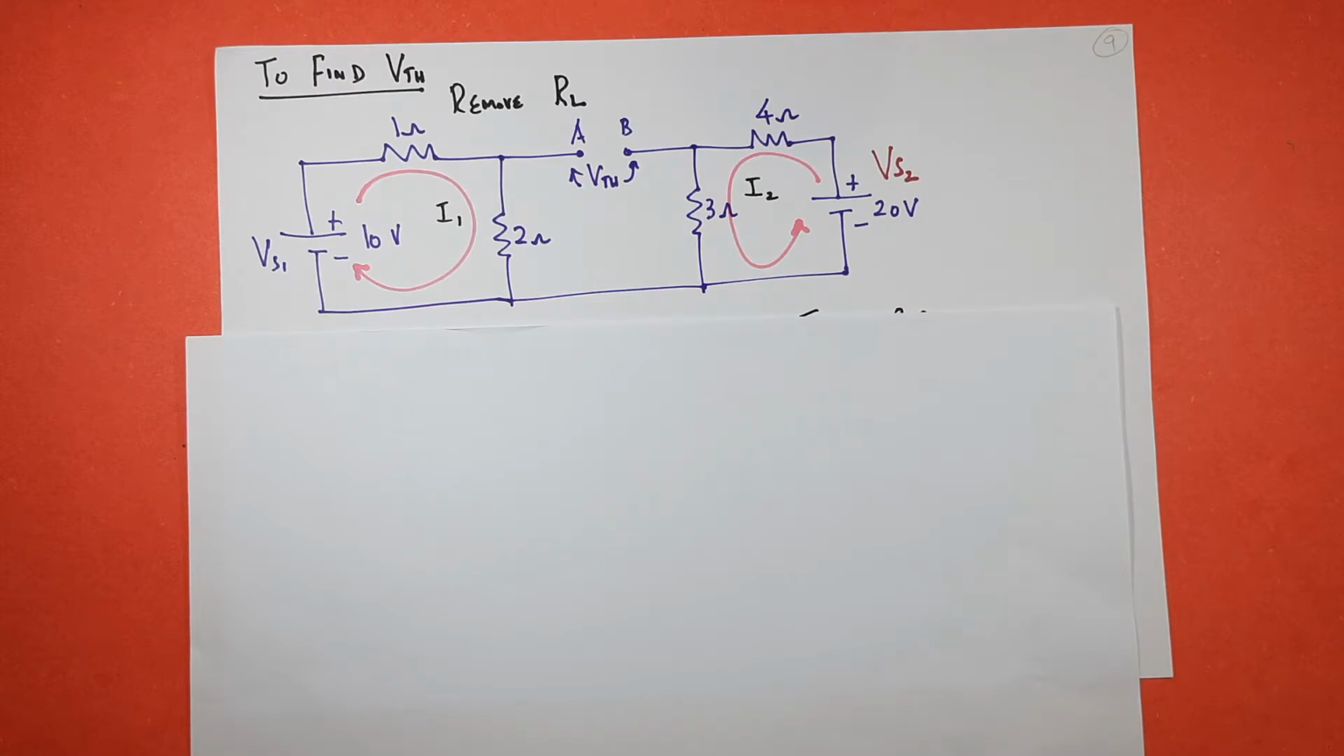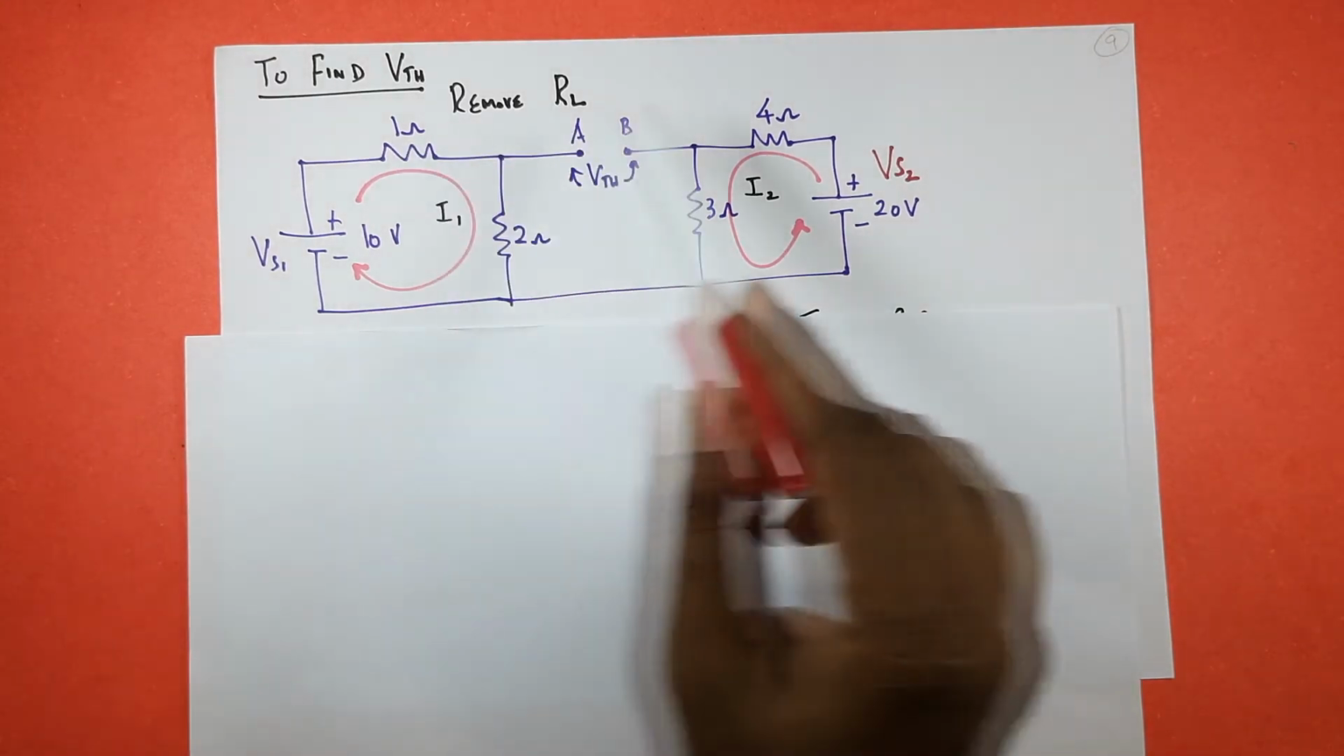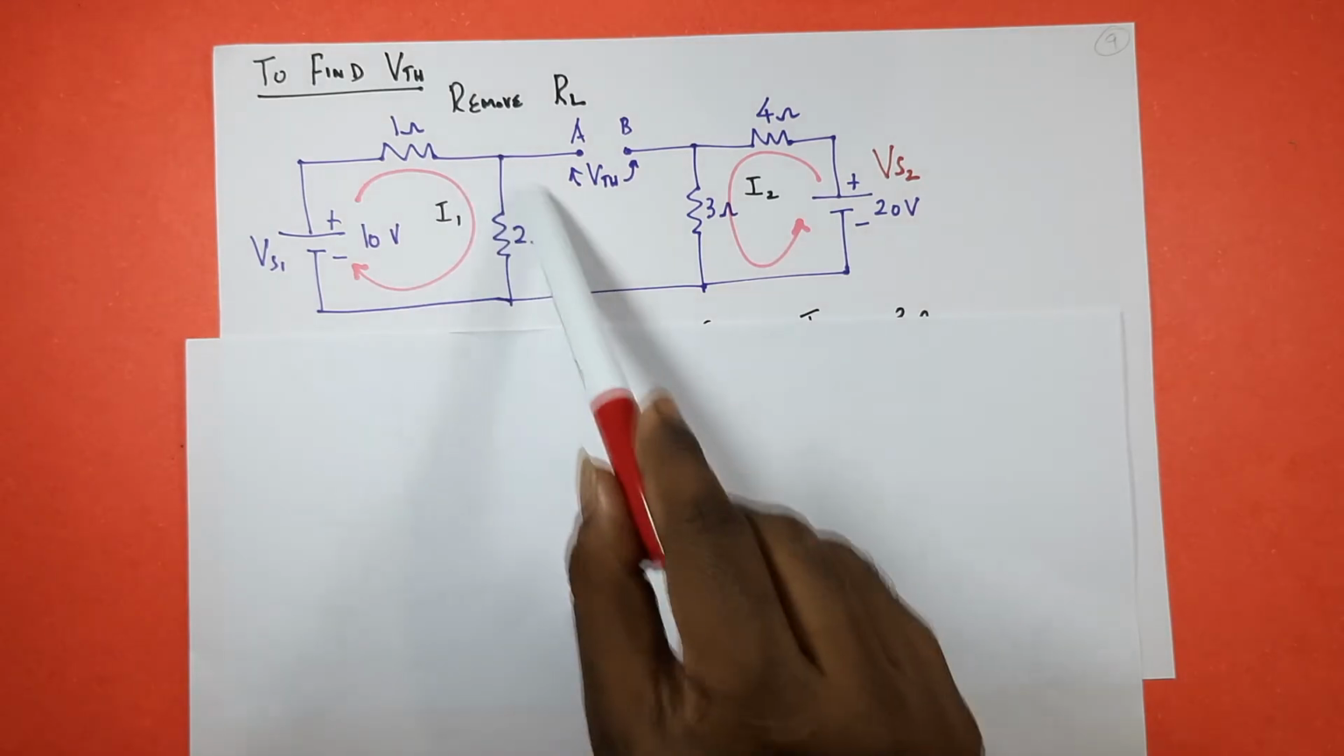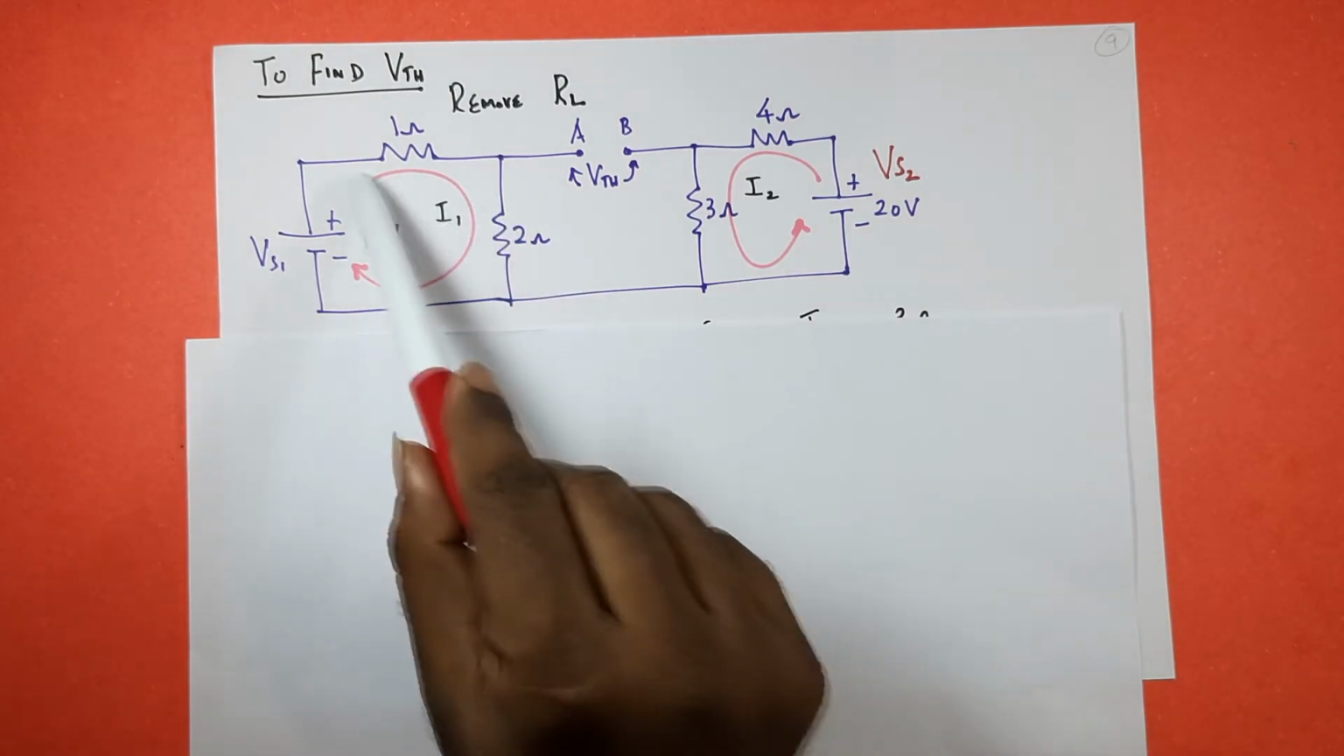Now this current will produce a voltage drop across this, this, this, and this. Current entry point is positive, leaving point is negative. You know very well. Now we will find out the voltage drop across. First we will see what is the current through this.